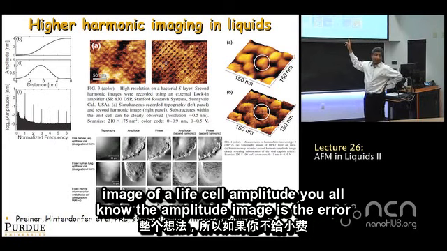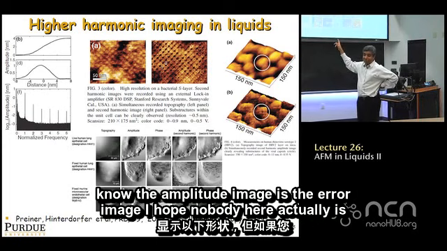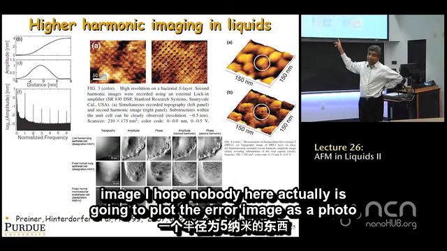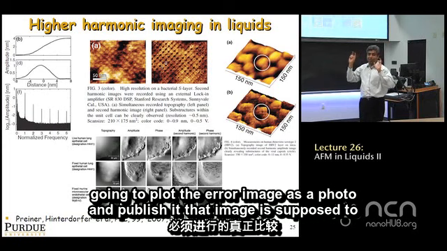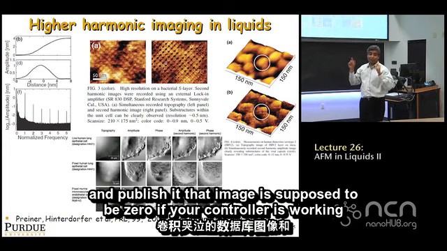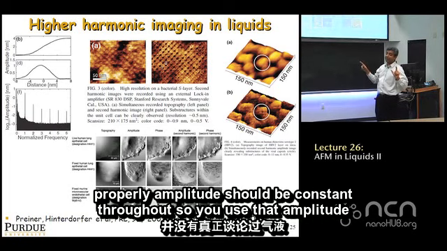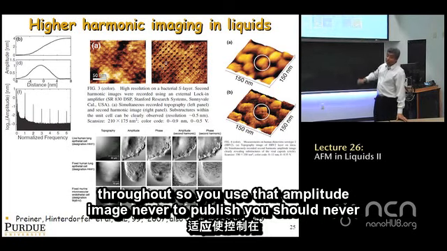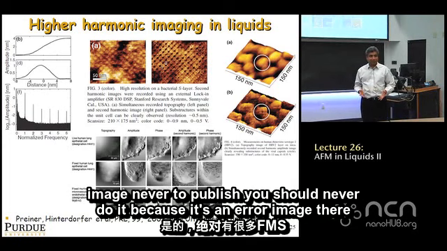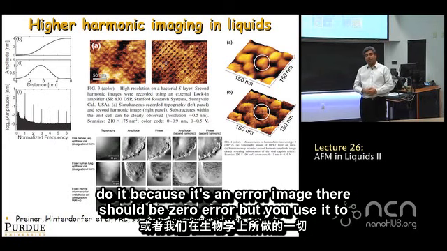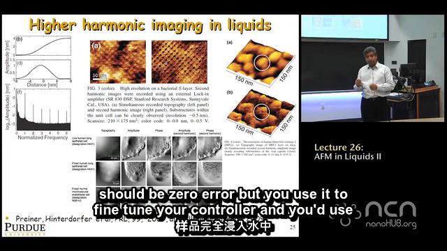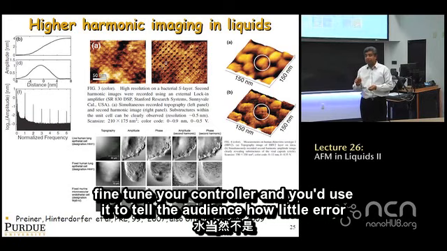You all know the amplitude image is the error image. I hope nobody here actually is going to plot the error image as a photo and publish it. That image is supposed to be 0. If your controller is working properly, amplitude should be constant throughout. So you use that amplitude image never to publish. You should never do it because it's an error image. There should be 0 error. But you use it to fine-tune your controller. And you'd use it to tell the audience how little error you have.